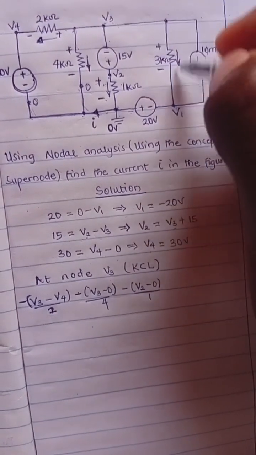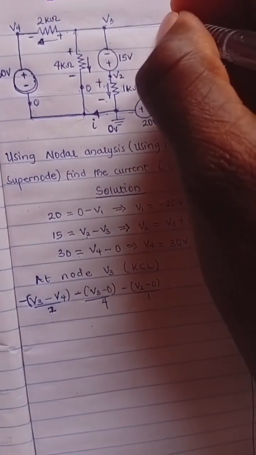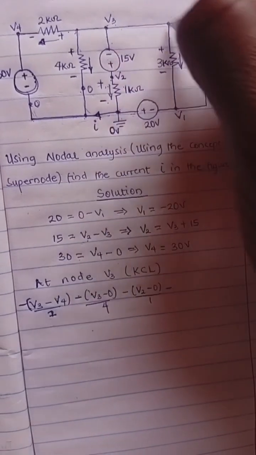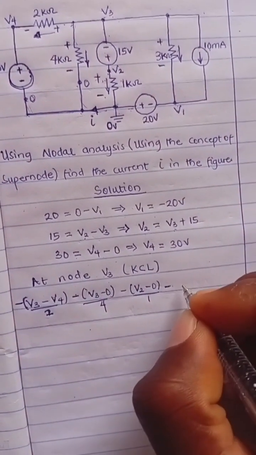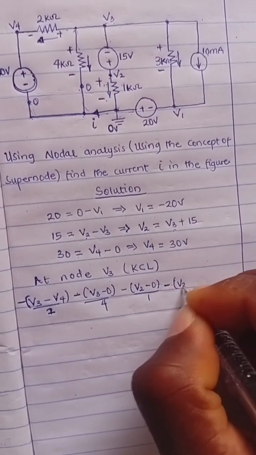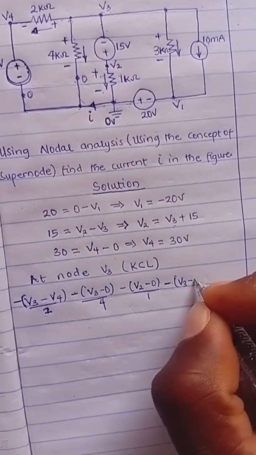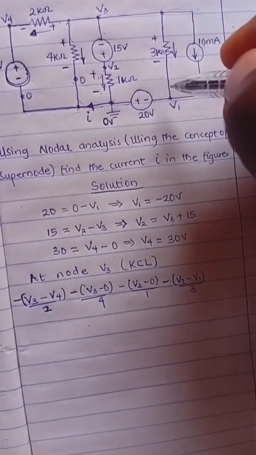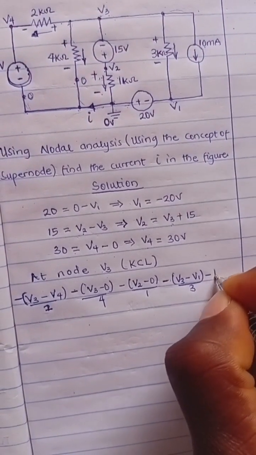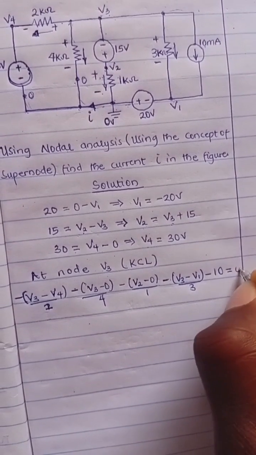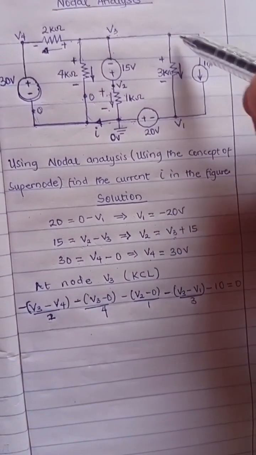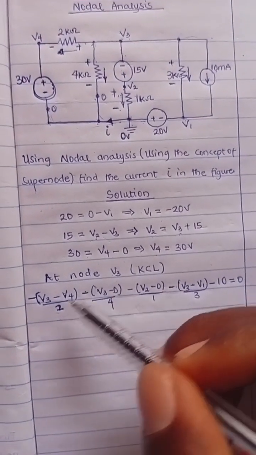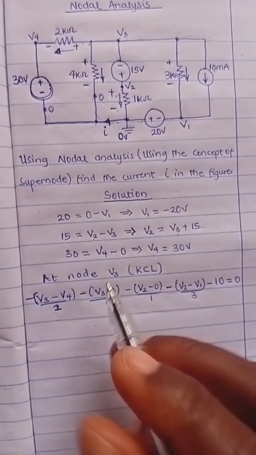Then how about this current here? The current drawn from this branch is equal to the voltage at the positive. It's negative because it's also leaving this very node. That will be V3 minus the voltage here, V1, divided by 3. And how about this very one? That would be minus 10 milliamps equals 0. We don't need to do any algebra for this because the value of the current is known. And remember, all these values are current values.